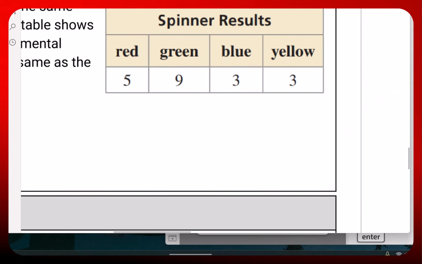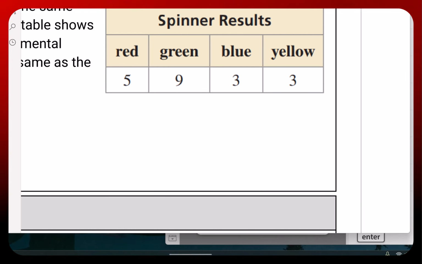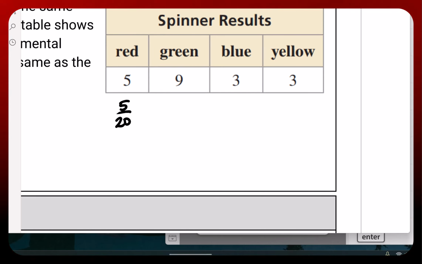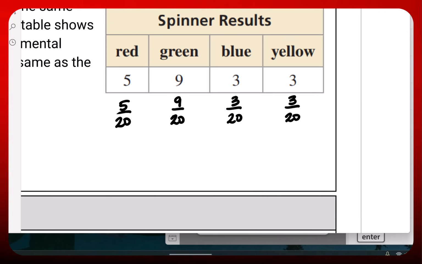So what we're going to do with our experimental probability is we're going to figure out the probability using the experiment numbers, okay? So the red would be 5 out of 20 times. The green would be 9 out of 20. The blue would be 3 out of 20. And the yellow would be 3 out of 20. Now, the expected probability would be 1 out of 4 because you have 4 equal parts.